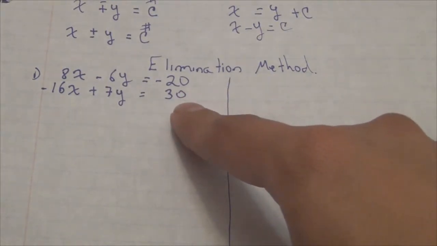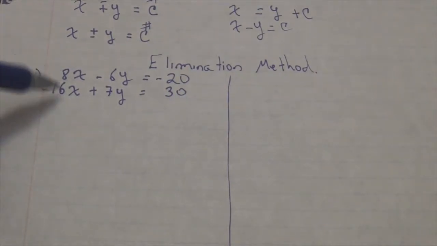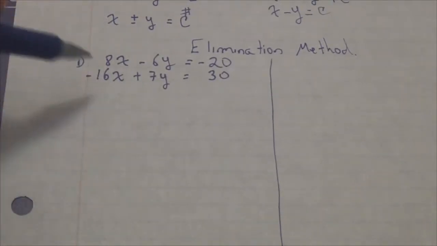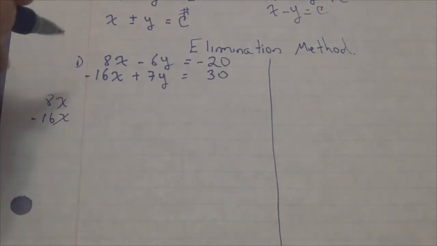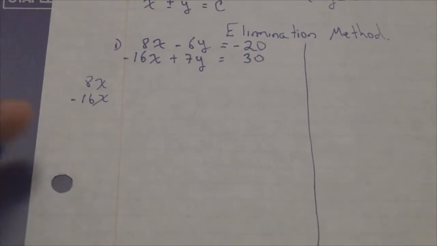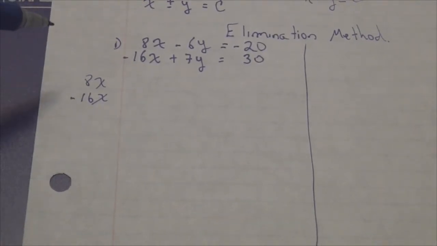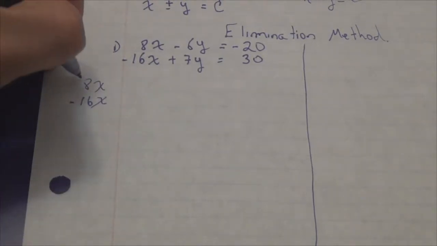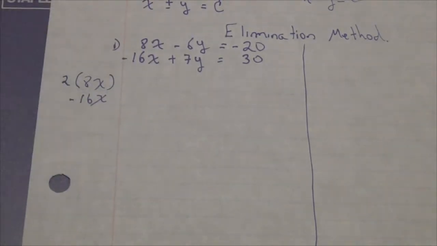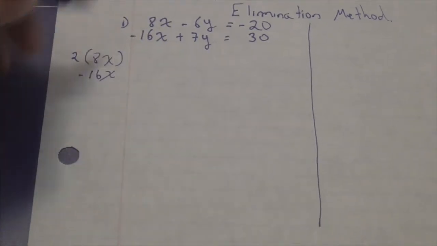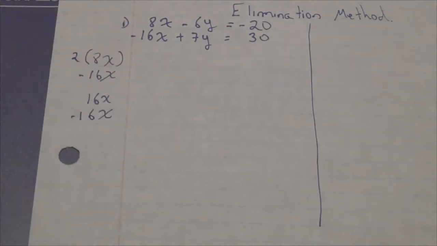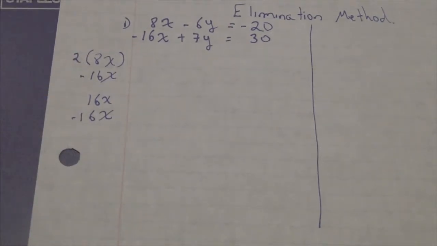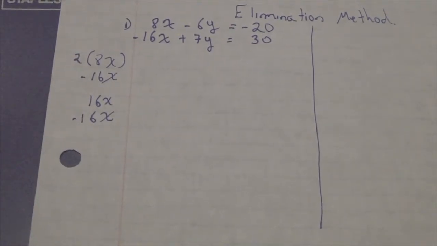Okay. And now you chose the x to be eliminated. So you're going to take your two values, 8x and negative 16x. And you're going to ask yourself, how can I make these opposites? Well, easy. Multiply the 8 by 2. If you multiply the 8 by 2, you're going to have 16x. And the bottom one, you don't have to multiply by anything. It's already negative 16x. So now the opposites. Exactly, that is how you do it.